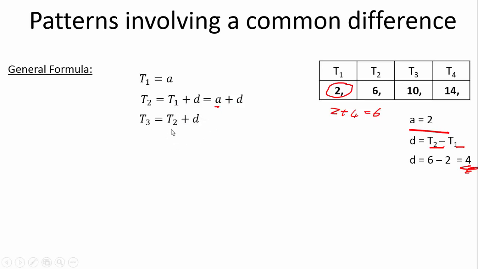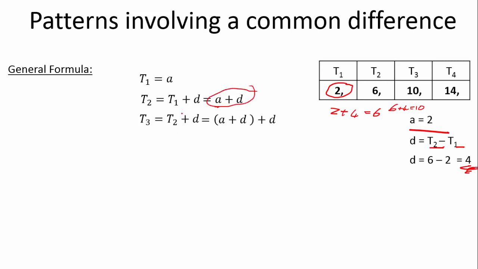What about T3 is equal to T2 plus a difference? So 6 plus a difference of 4 is equal to 10. So we go that T2 plus D, but what do we know that T2 equals?